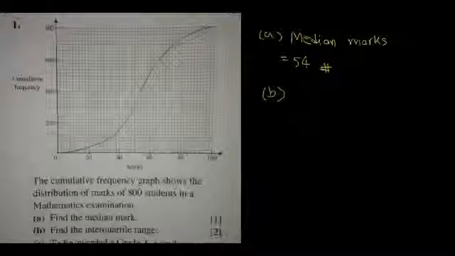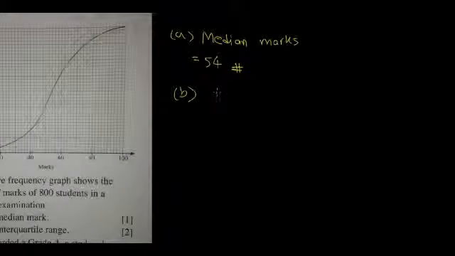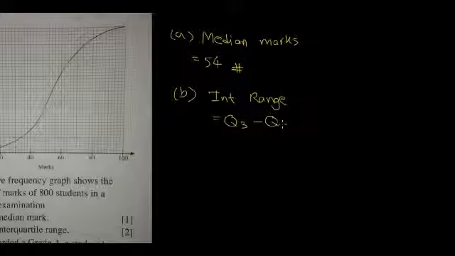Then comes the second part, the interquartile range. This actually turns out to be simpler too, but it requires a little bit of knowledge. So the interquartile range would be Q3 minus Q1. What on earth is Q3 and Q1? Well, Q3 is the 75th percentile. It's the upper quartile. And how do we do that?